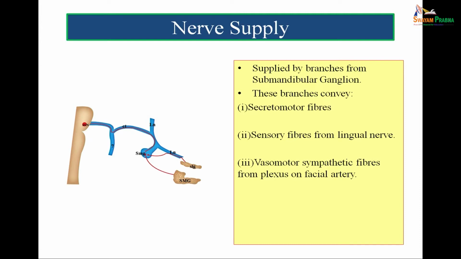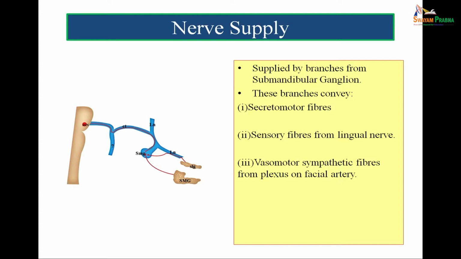Now, the secretomotor pathway, as you can make out in the figure, begins from the superior salivatory nucleus marked by the red spot on the left side. The fibers arise from the superior salivatory nucleus, pass through the sensory root of the facial nerve, then go to the geniculate ganglion, and then go further. Ultimately, the secretomotor fibers enter the submandibular ganglion, relay in the ganglion, and then postganglionic fibers come out from the ganglion to supply the submandibular gland.